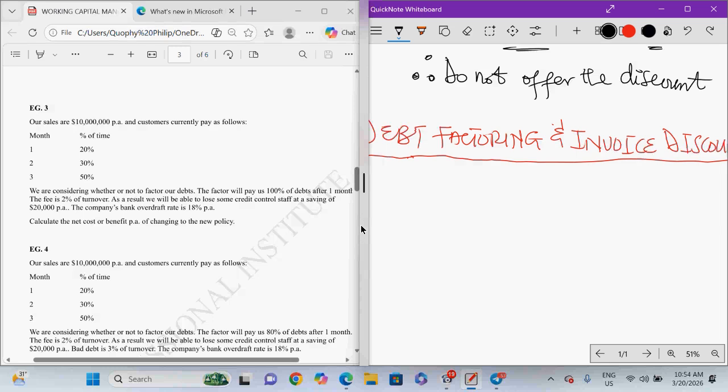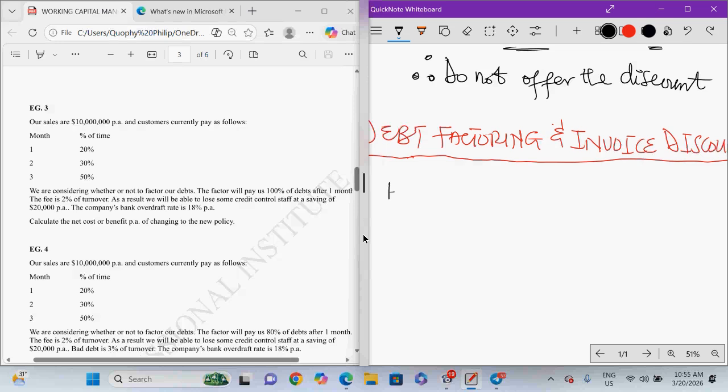So what do you do? You hire a debt factor. Debt factors are specialist organizations which specialize in assisting client firms to administer their trade receivables. So basically, it helps them to get their receivables. These people are like police officers who would go and collect the debt for the companies, and they do that at a fee.